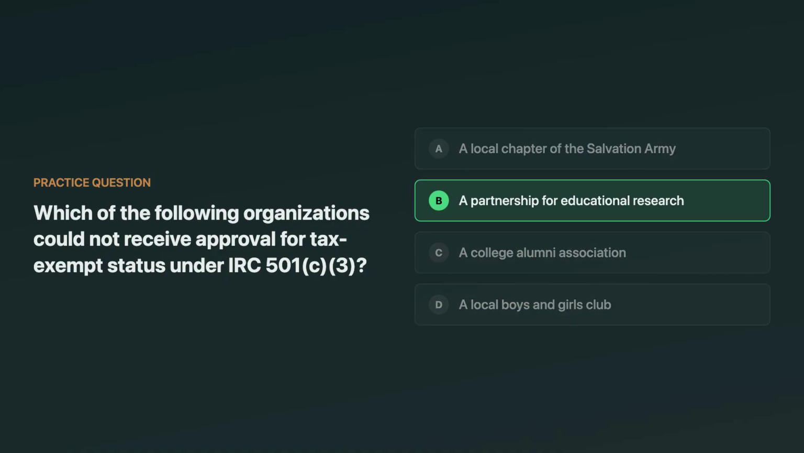The correct answer is the Partnership for Educational Research. A 501(c)(3) has to be organized as a corporation, a trust, or an unincorporated association, not a partnership or sole proprietorship. The tempting wrong choice is the Alumni Association, because it sounds social, but it can still qualify if it's organized properly and operated for charitable or educational purposes.